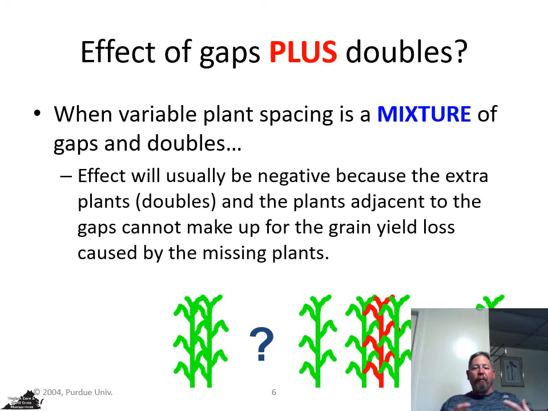The effect of gaps plus doubles, when variable plant spacing is a mixture of both, is usually negative. So we see a decline in yield because the extra plants and the plants adjacent to the gaps can't make up for the missing plants and make up for that grain yield. So we typically see yield loss in that scenario when we have both of our problems together.